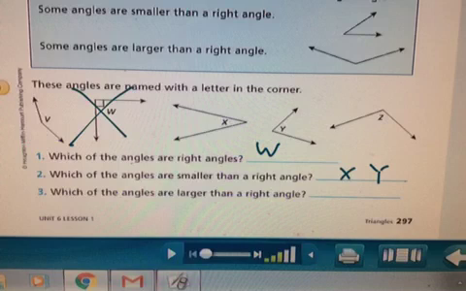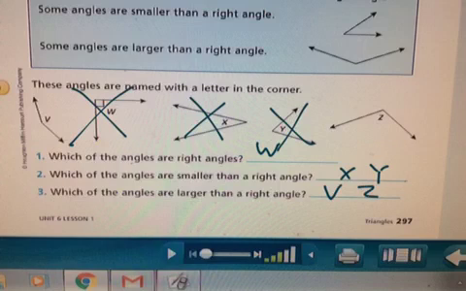Now the last one says which of these angles are larger than a right angle? Well, we've already used X and Y. Now let's check the ones that we have left. Is this corner larger than a 90-degree angle? And is this corner larger than a 90-degree angle? They both are. So the ones that are larger are V and Z. So that's what you should have in your book.